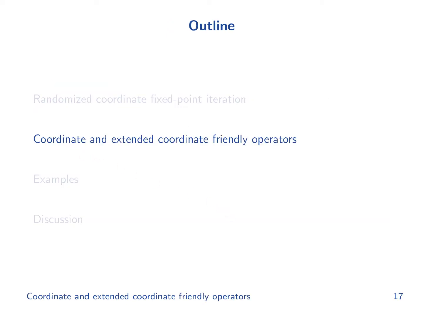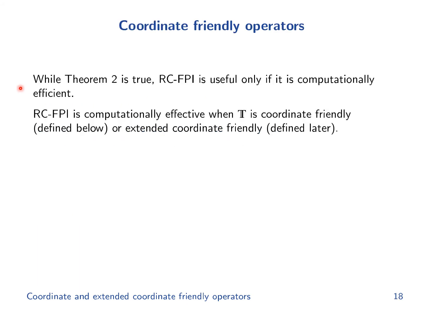So next we introduce coordinate-friendly and extended coordinate-friendly operators, as these operators are computationally efficient. The motivation is that Theorem 2 only proves convergence, but random coordinate fixed point iteration is only useful if it's computationally efficient, and it's computationally efficient when the underlying full operator is either coordinate-friendly, which we're going to define below, or extended coordinate-friendly, which we're going to define in a few slides.